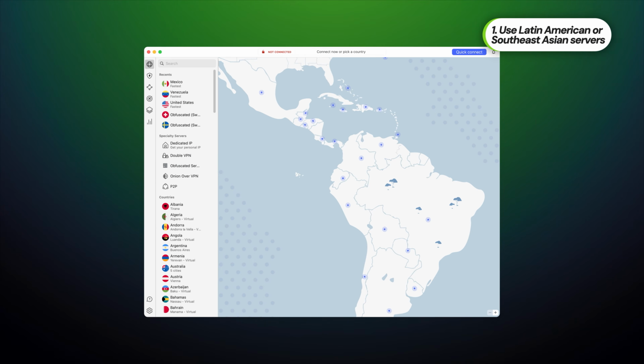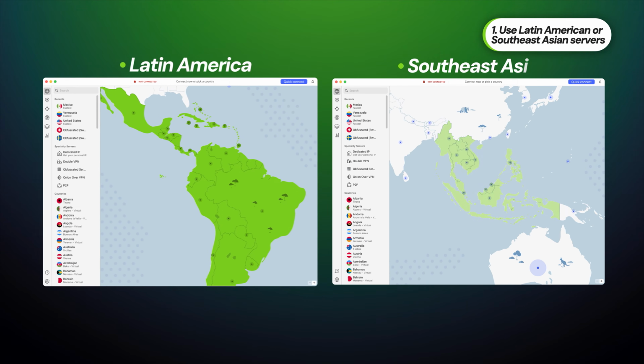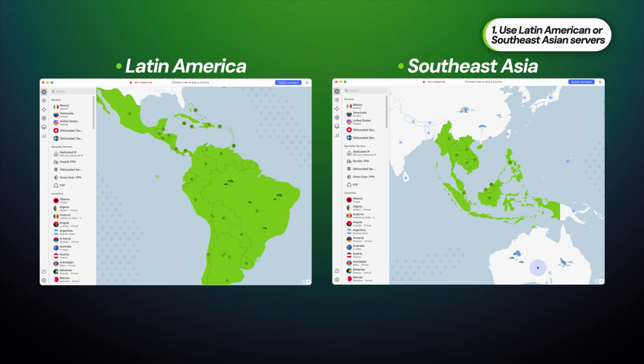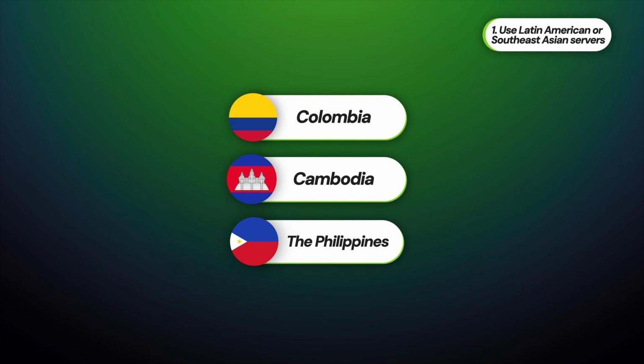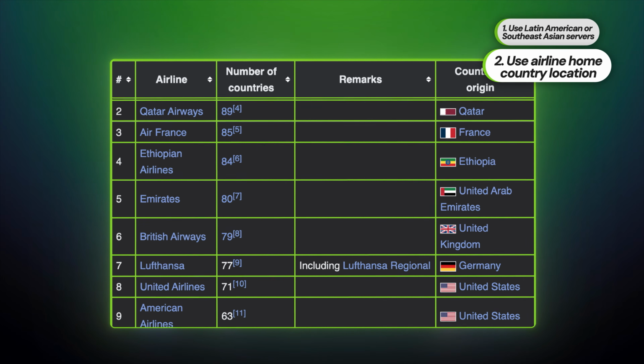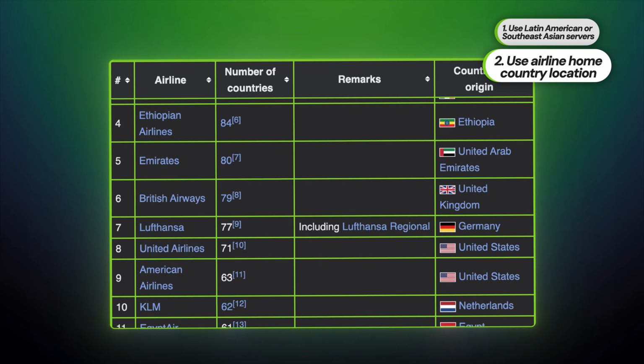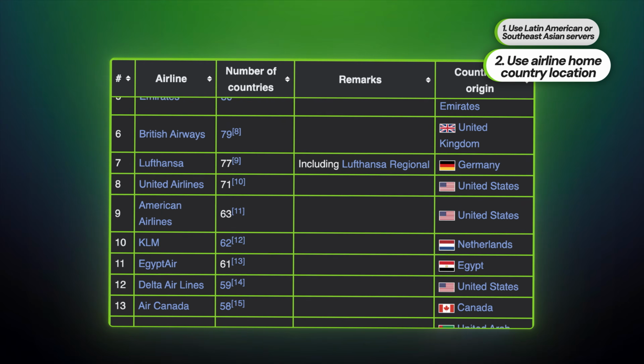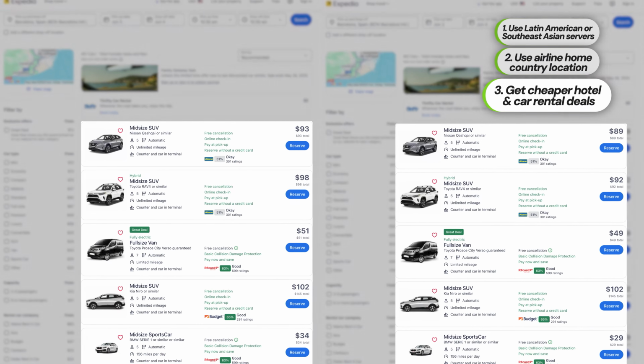But don't leave just yet. I still have a few cheap flight ticket tips left to share. When using a VPN, countries from Latin America and Southeast Asia often offer the best prices. Colombia, Cambodia, and the Philippines in particular consistently offer lower prices. So if you know what airlines you're going to use, shopping from their home country can also decrease the price. They sometimes have special deals for locals. So these methods are also viable when booking a hotel or renting a car. I managed to get lower prices in those cases as well.